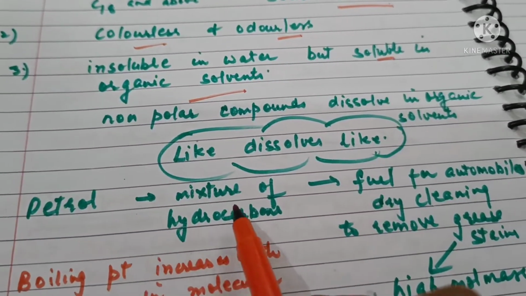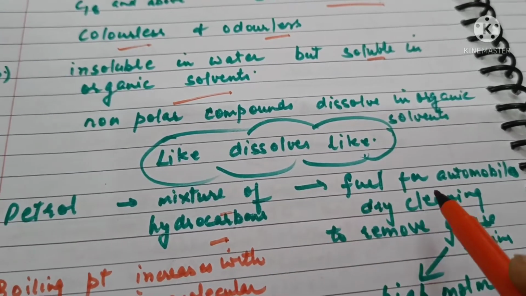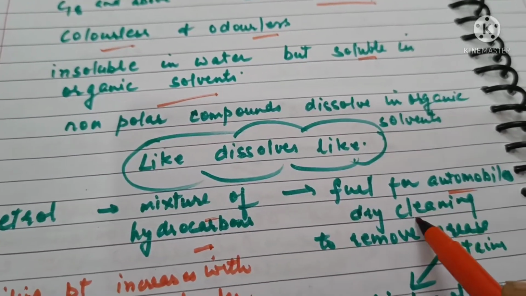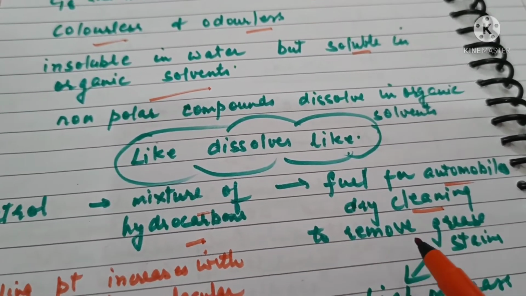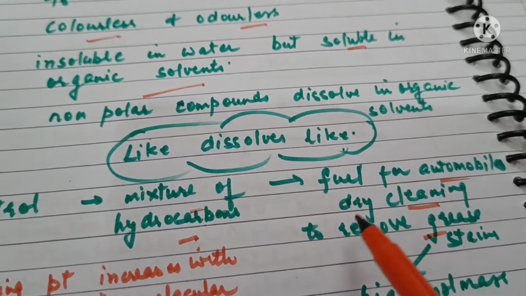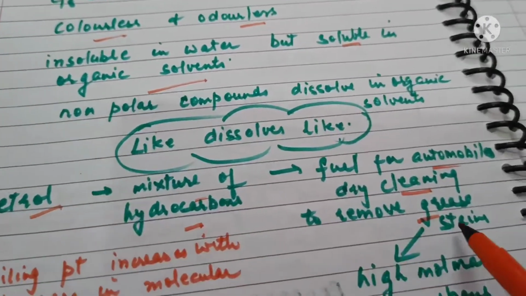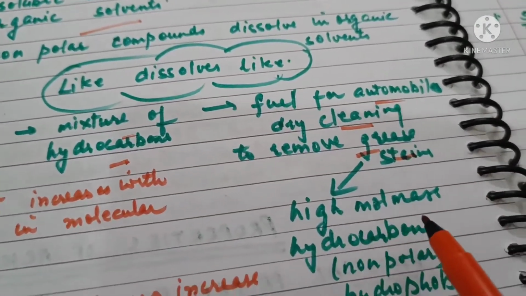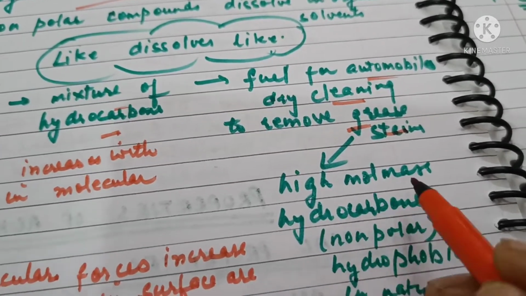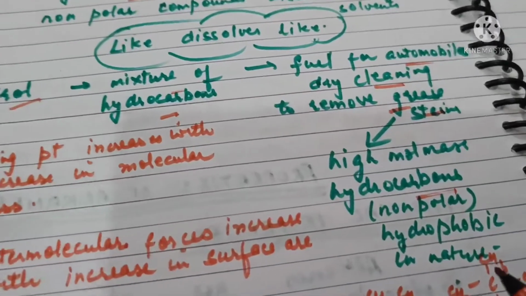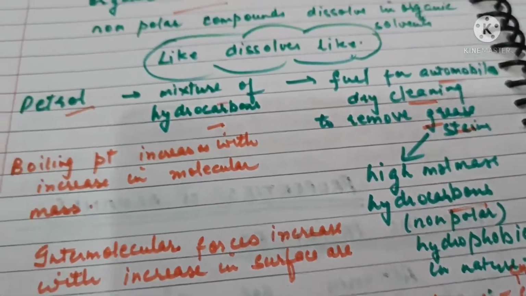Now, petrol is a mixture of hydrocarbons. It is used as a fuel for automobiles and it is also used for dry cleaning. So, grease can be removed by dry cleaning. Petrol dissolves grease because grease is also made up of non-polar high molecular mass hydrocarbons and petrol is also non-polar, so like dissolves like.